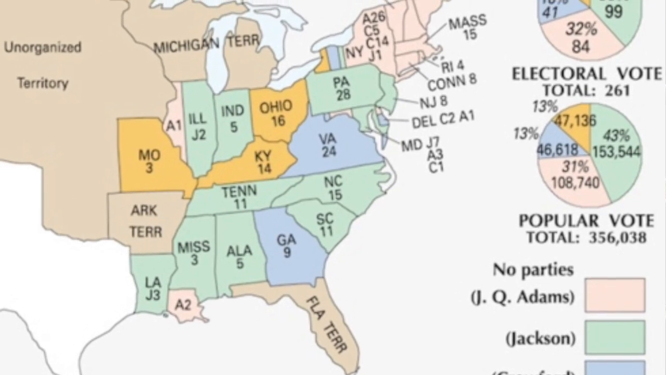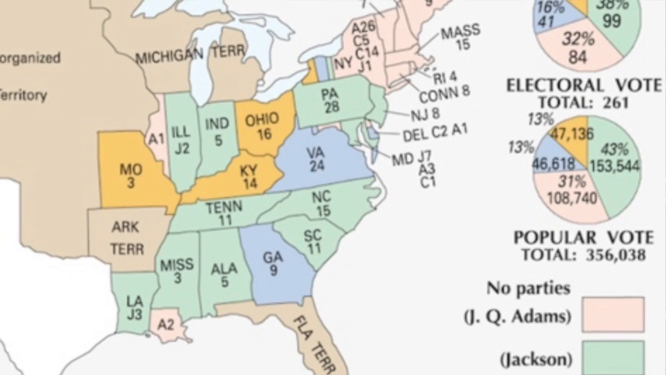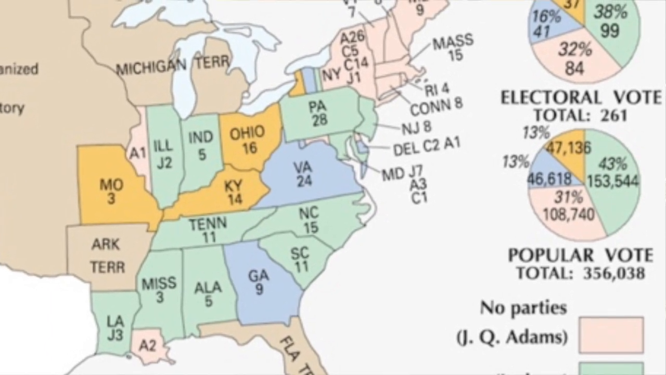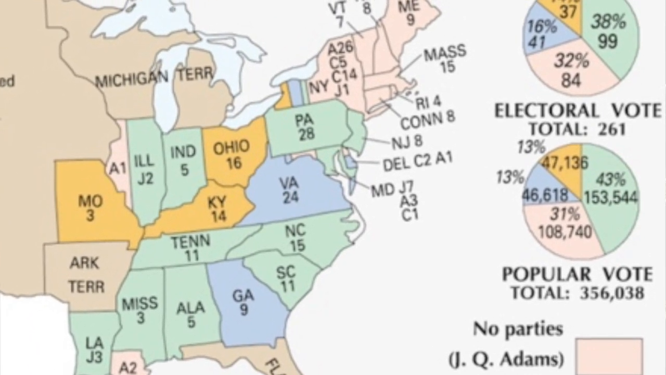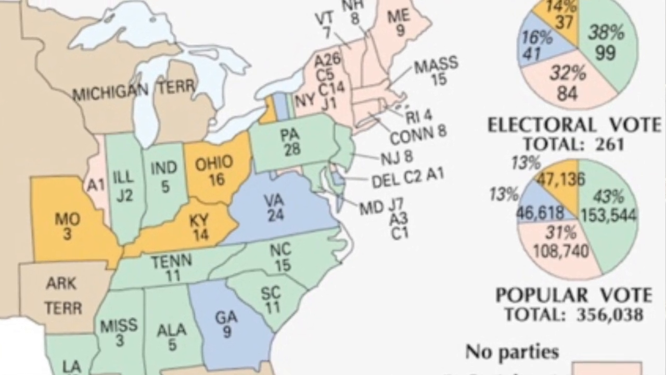He also got the largest percentage of popular votes. Now, of course, that doesn't count in our system, but it gave him the belief that he ought to be the one to win this election. John Quincy Adams got 84 electoral votes. He came in second.